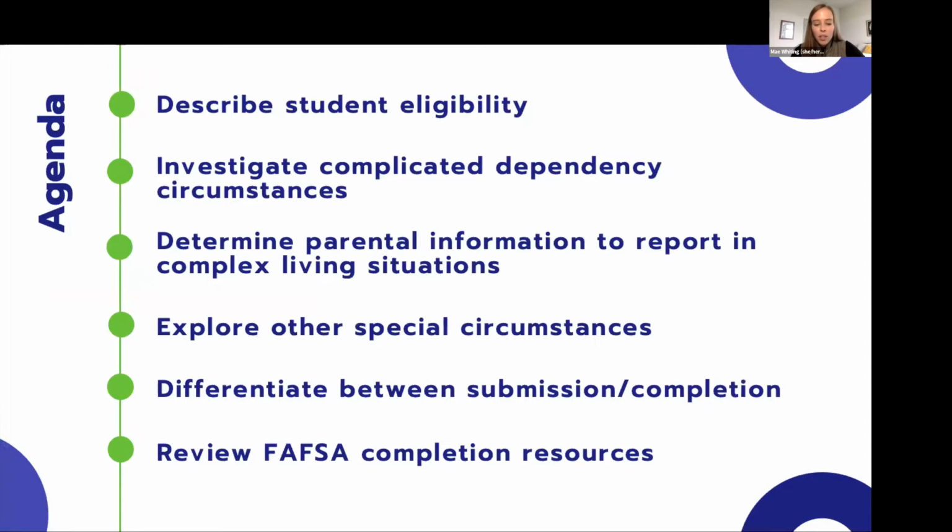So here's our agenda for today. We're going to describe student eligibility for federal financial aid. We'll also investigate complicated dependency circumstances. We'll determine parental information that you have to report, especially in complex living situations. We'll also explore some special circumstances you might encounter. We're going to spend some time differentiating between submission and completion as it relates to the FAFSA, and hopefully that will help you as you're tracking and monitoring your school's progress. And then we'll review a few FAFSA completion resources. Remember, we're always happy to answer your questions, so please feel free to drop those in the chat.